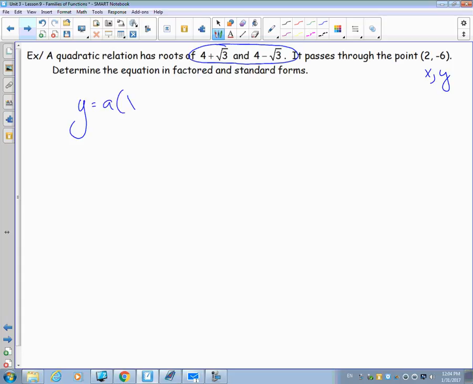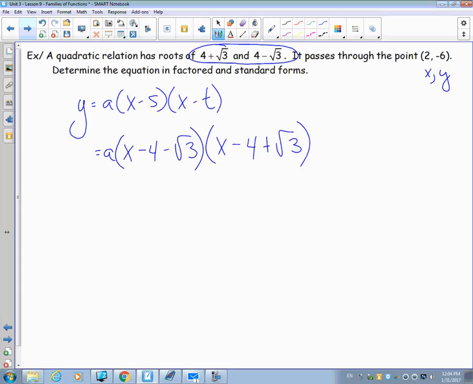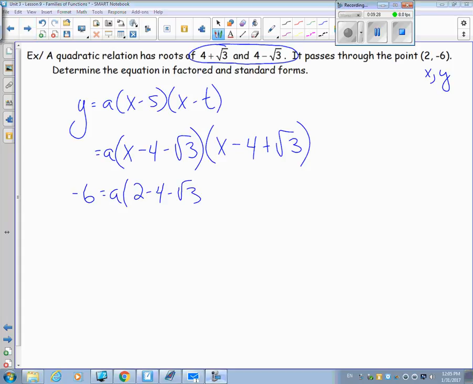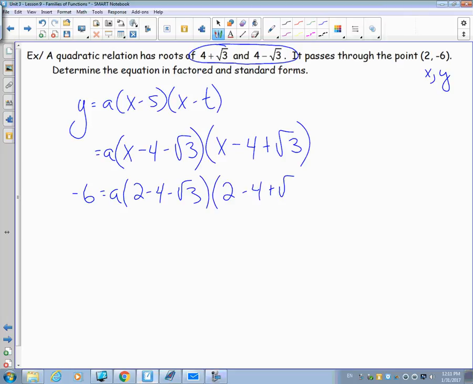Factored form first, because I've given my zeros. When I put my zeros in, I have to change their signs. So 4 plus root 3 has to go in as a minus 4 and a minus root 3. Change both signs. The next one, 4 minus root 3, goes in as a minus 4, but a plus root 3. I'm going to change both signs. I know a point, so I can put negative 6 in for y and 2 in for x. Same thing for the next one, so 2 minus 4 plus root 3.